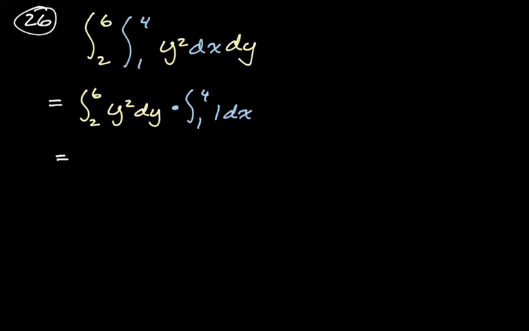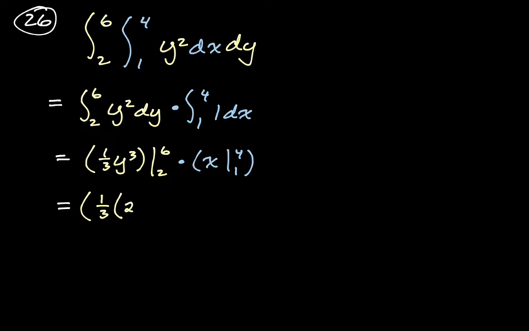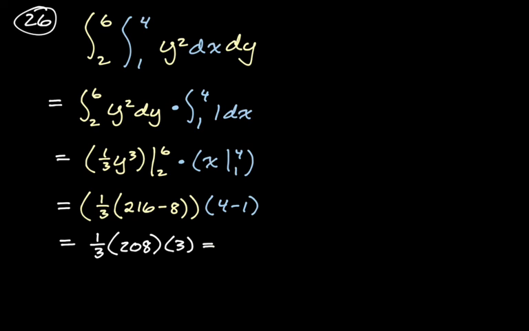But let's finish this. So this will be 1/3 y cubed from 2 to 6, and then x from 1 to 4. So 6 cubed is 216, I'm pretty sure. So 216 minus 8, and then we'll have 4 minus 1. So we have 208 over 3 times 3, so 1/3 of 208 times 3. I don't know why I'm making you watch this. So 208. Okay, I'm going to stop this video here because the next set of problems looks a little bit different, but I hope this was helpful, and good luck.